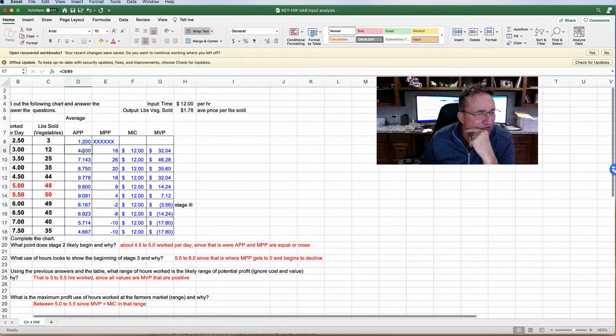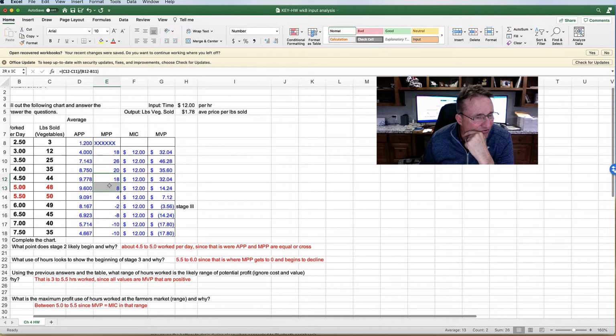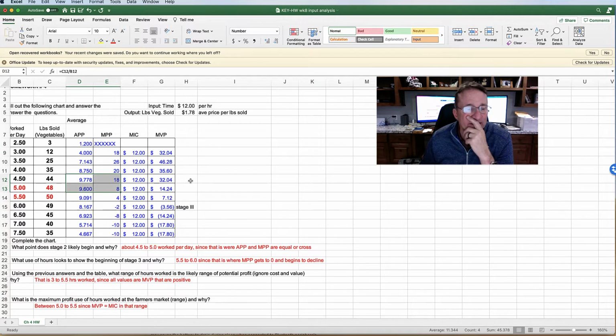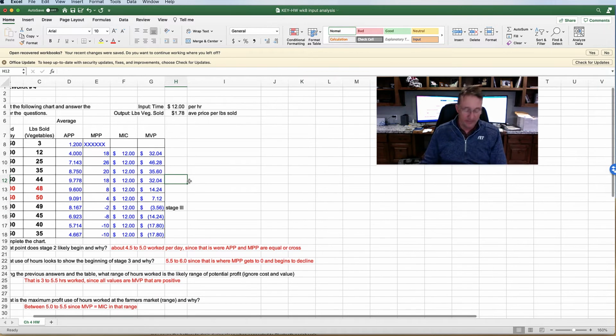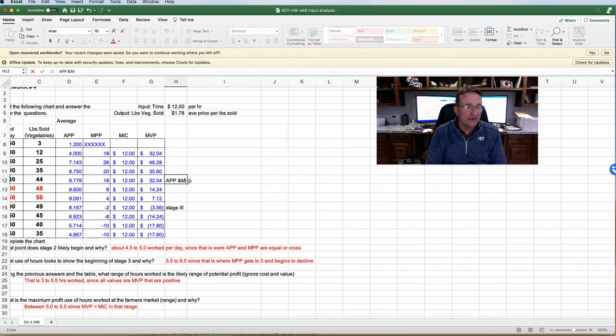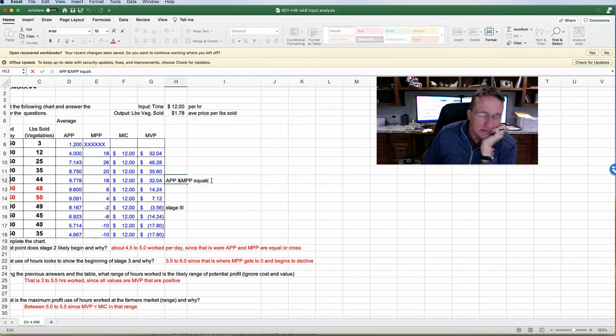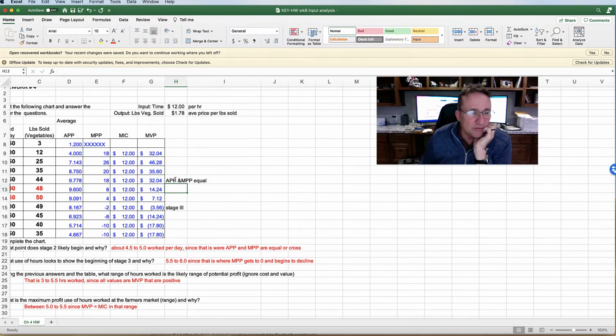So you can see that your average is going up, and then it starts to drop along with this. So it looks like somewhere between here and here is where the APP and MPP actually equal each other. So somewhere between these two stages.